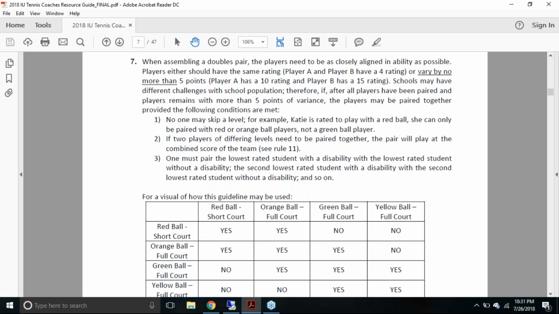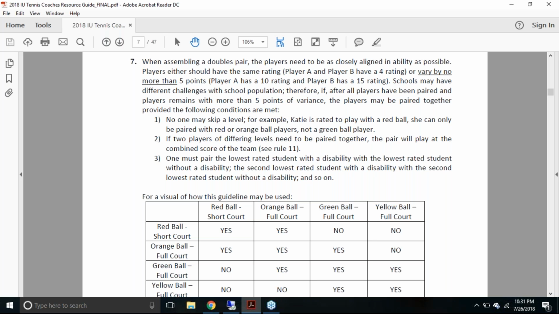These are the absolute most common mistakes. Players either should have the same rating. For example, player A and player B have a 4 rating, which is a completely arbitrary number that's put in here. Or they vary by no more than 5 points, such as player A has a rating of 10 and player B has a rating of 15.